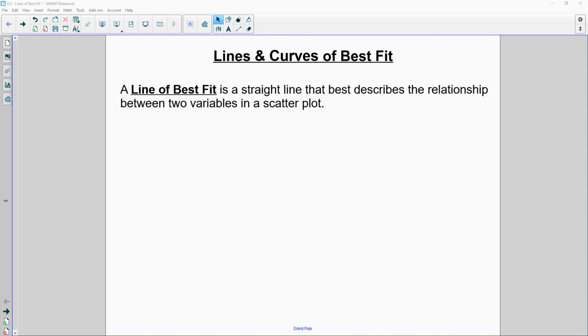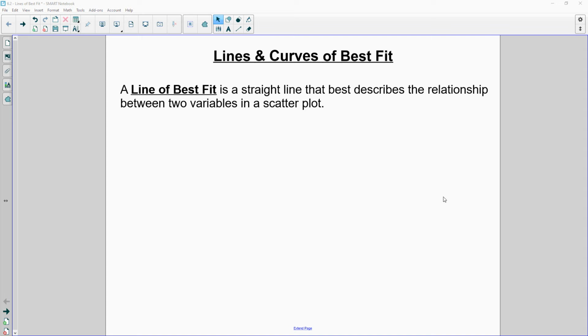Hello, ladies and gentlemen. So today's topic of discussion is going to be on scatter plots as well as lines and curves of best fit. Now, this is a topic that we have discussed in this course already, so there's going to be a little bit of review, but I want to make sure we have a solid foundation of this moving forward because we're going to be using these lines of best fit a little bit more over the next coming weeks.